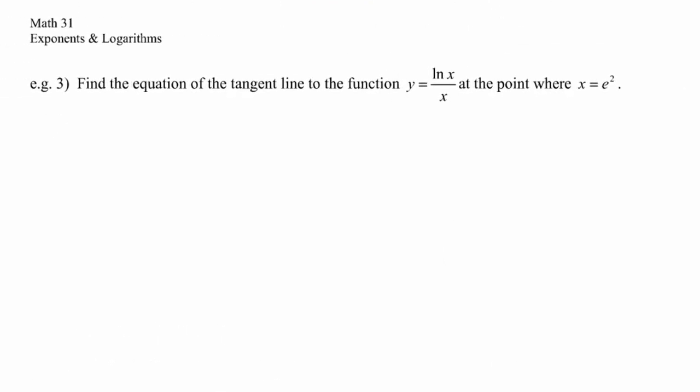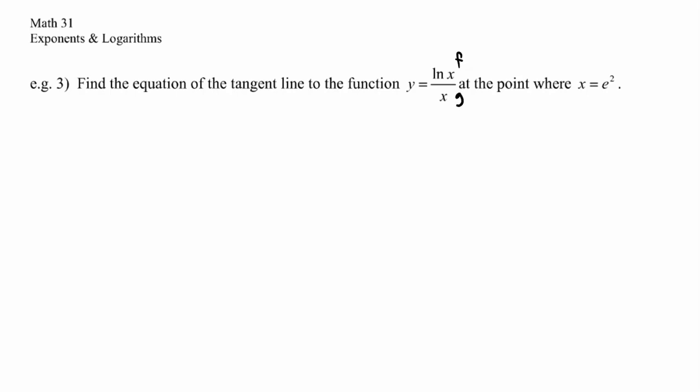Okay, number 3. Find the equation of the tangent line to the function y is equal to the natural log of x over x at the point where x is equal to e squared. Okay, so use the quotient rule here. So we've got f and g.